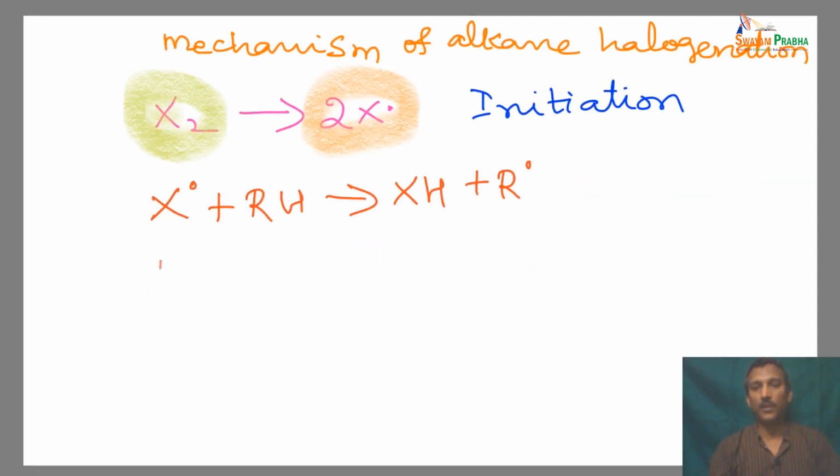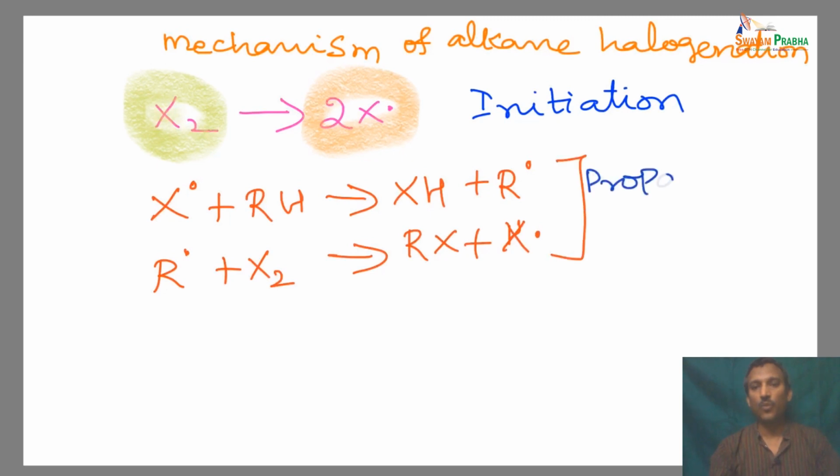In the first step, we have initiation, where X dot is formed, followed by the propagation step, where an alkyl radical is produced in the first step, which reacts with X2 to produce the RX. And in the termination step, the alkyl radical and the X dot combine to give the RX. So this is the mechanism for alkane halogenation.